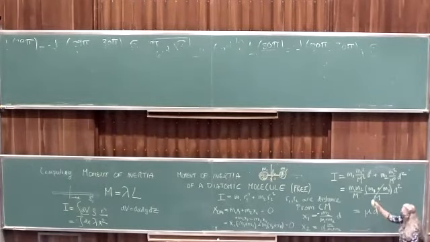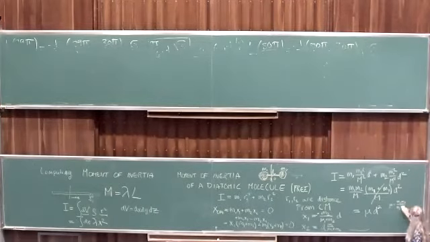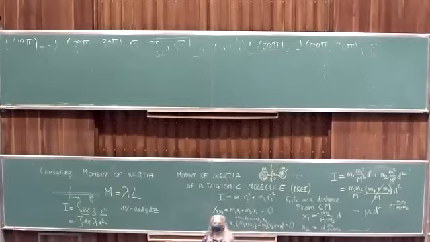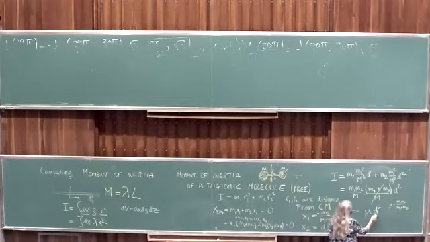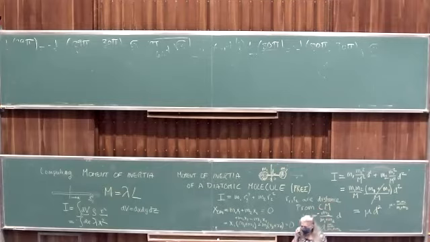Because it's a two-body problem, you get the reduced mass again. So mu is m1 m2 over m1 plus m2. So the moment of inertia of a diatomic molecule about its center of mass, for a rotation axis perpendicular to the axis of the molecule, is mu d squared, where mu is the reduced mass and d is the distance between the atoms.